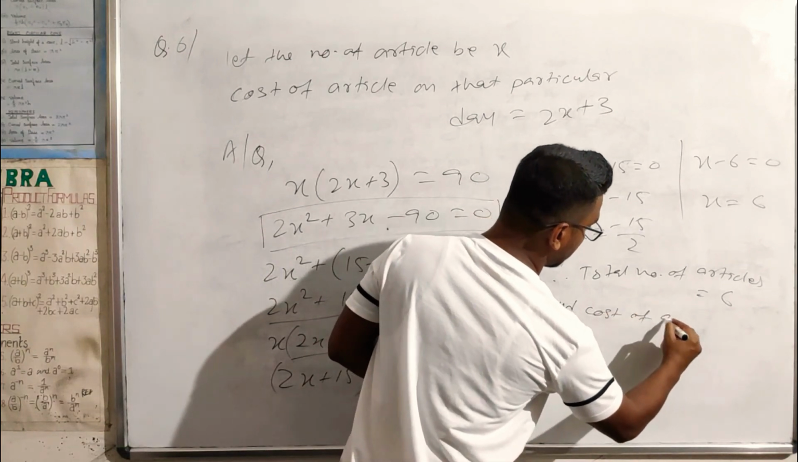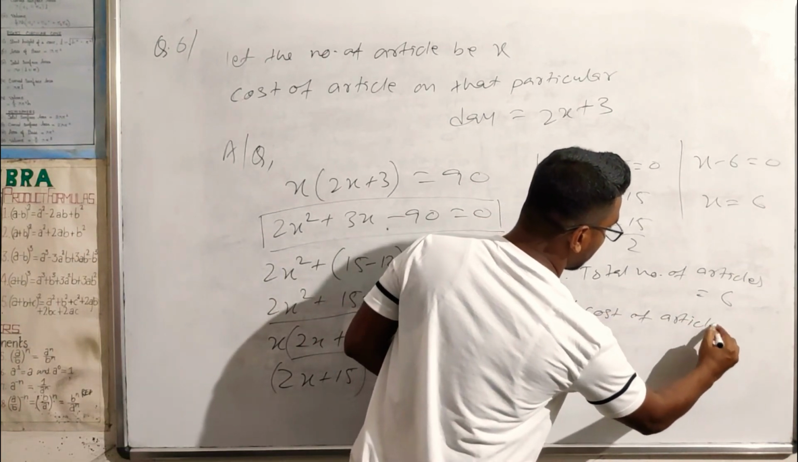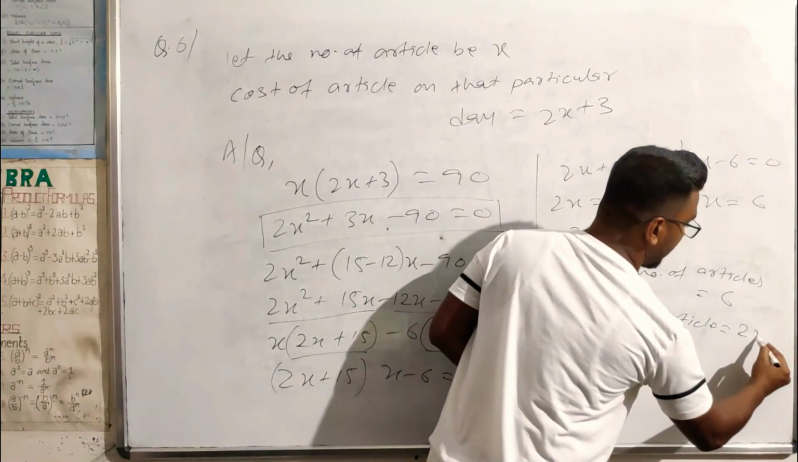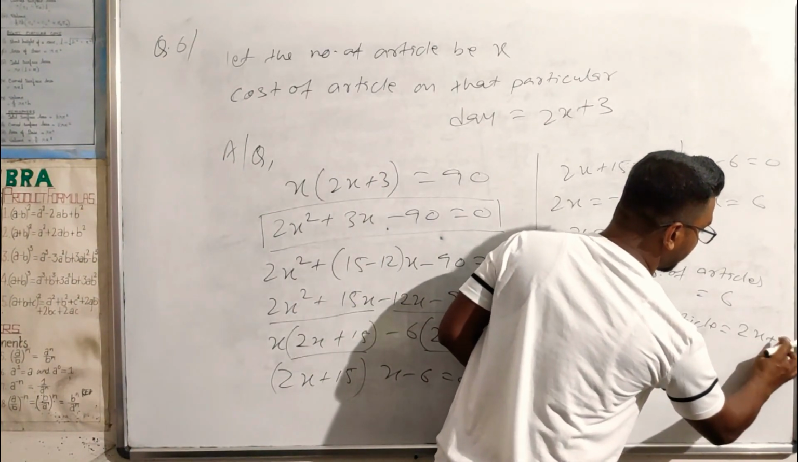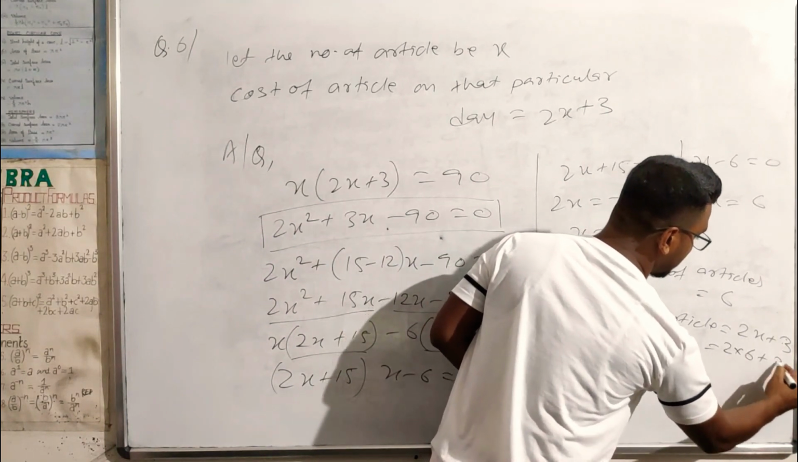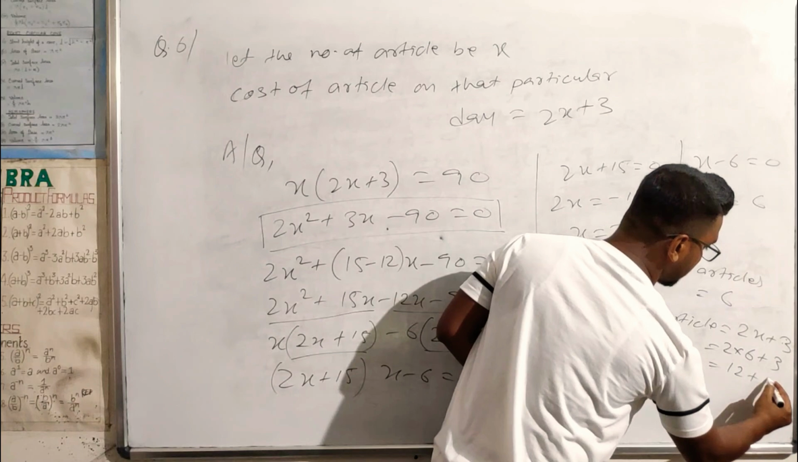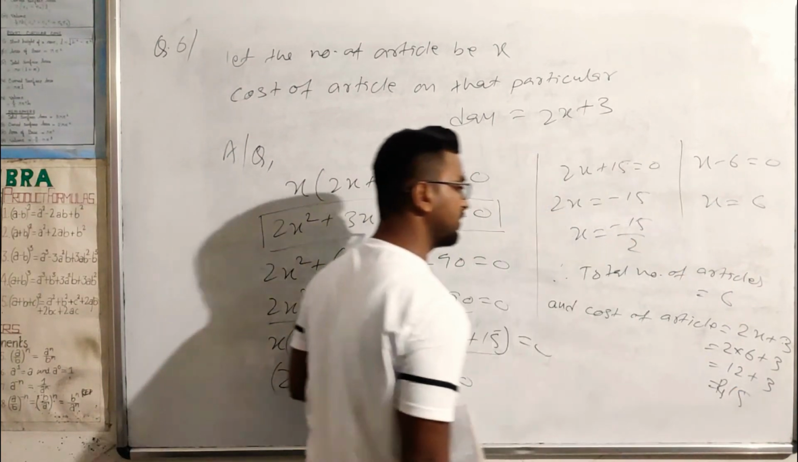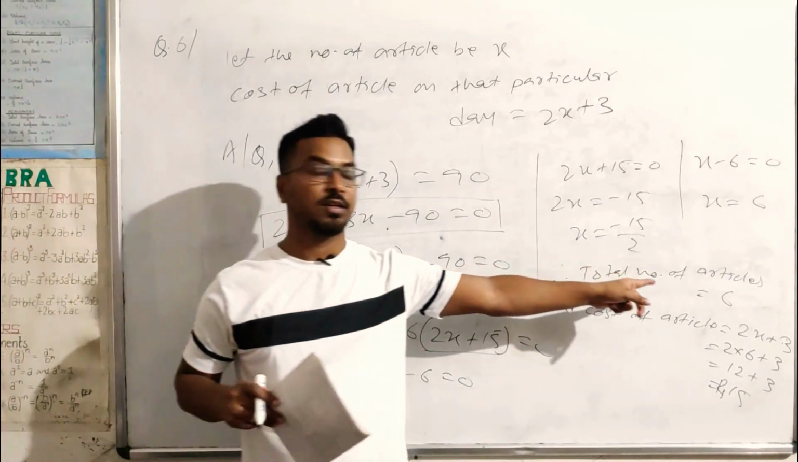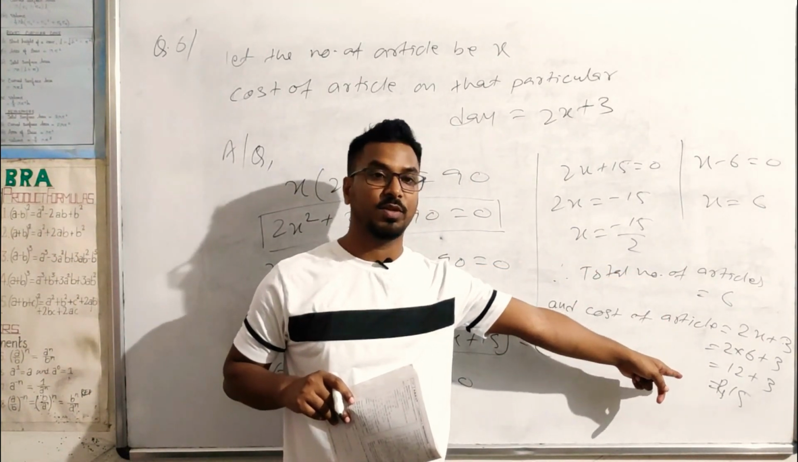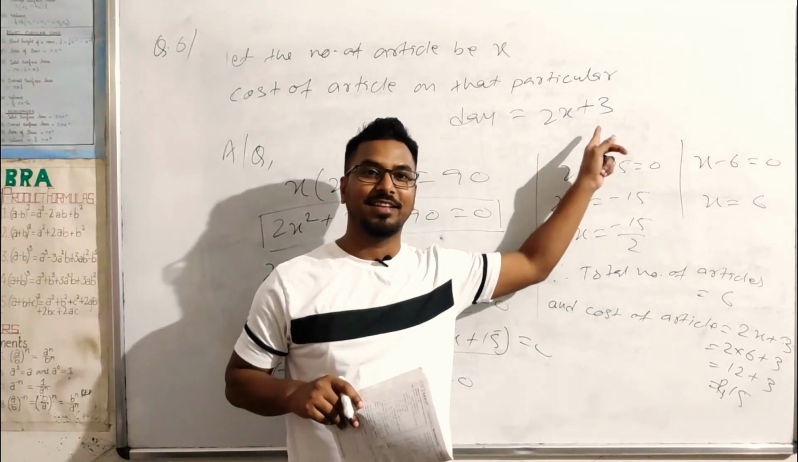cost of article is how much? 2x plus 3. So 2x plus 3, and x is 6, so 2 into 6 plus 3, that is 12 plus 3, that is 15 rupees. Okay, so total how many article is there? 6, and the cost of each article is 15. So 15 6 are 90 rupees.